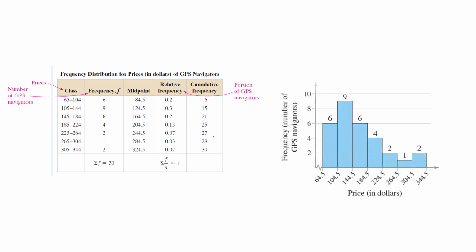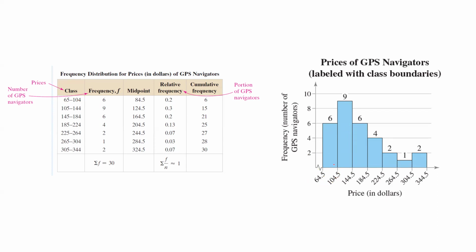If you try to graph this on the horizontal line, you have 64.5, which we use as a boundary to make sure there is no gap between bars. So we are shifting each one of these half a unit to the left, half a unit to the right. 64, half a unit to the left is 64.5. 104, half a unit to the right is 104.5.